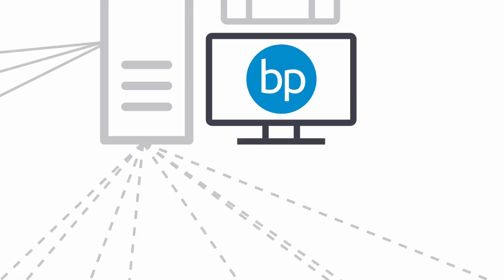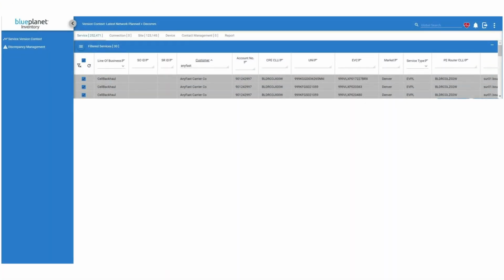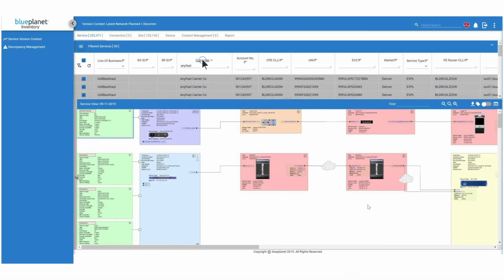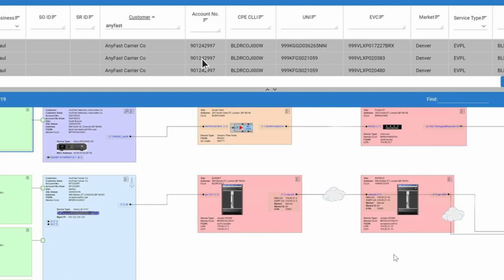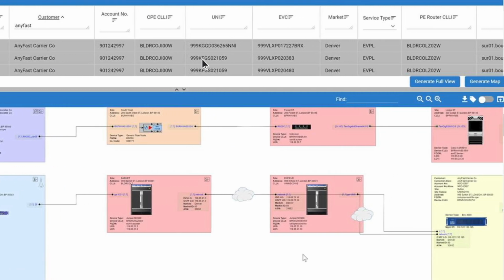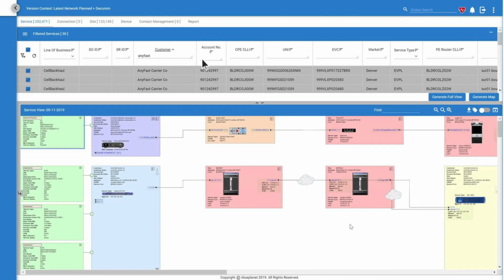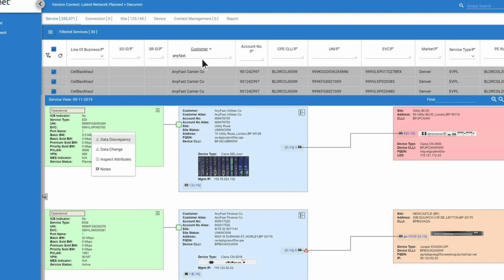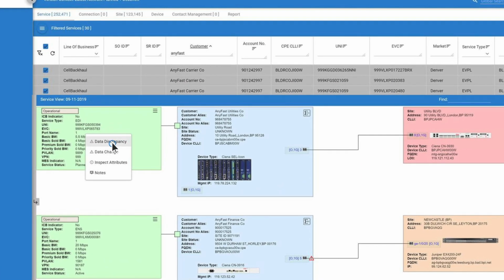With the Inventory and Network Synchronization solution, you'll have an accurate end-to-end view of your inventory, visualizing both the physical network assets and the logical customer services running over that infrastructure. The solution can even automatically reconcile data discrepancies based on policies, giving you confidence that what you're seeing is both correct and comprehensive.